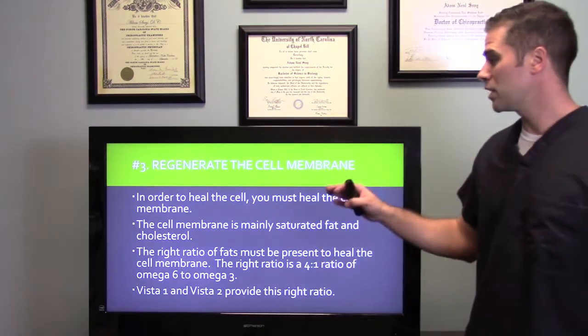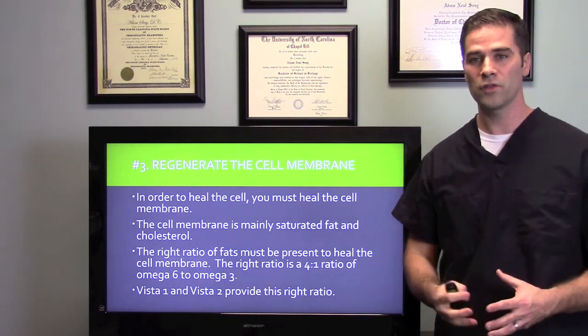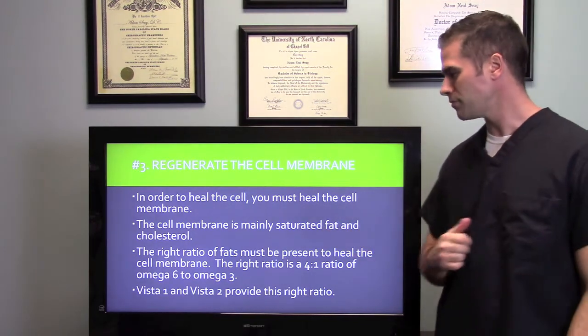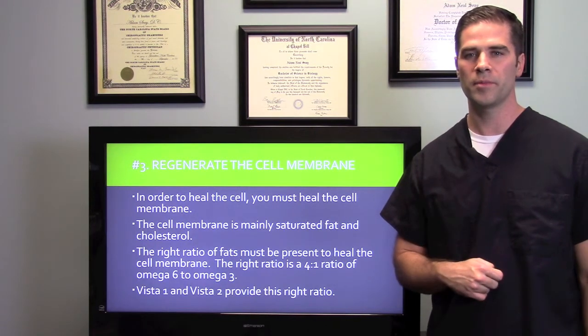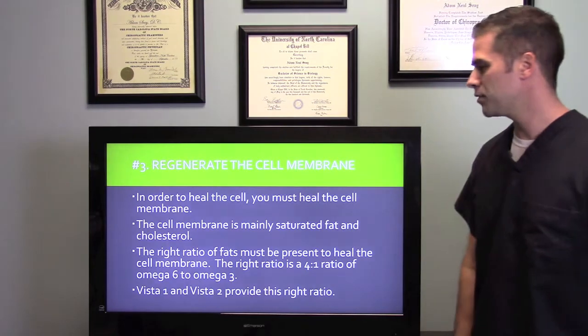The third one is going to be to regenerate the cell membrane, and this is your best bet to actually getting your nervous system healthy, because when you look at the brain, the vast majority of the brain is fat. We've got to heal the cell membrane, and when we look at that membrane, it's a phospholipid bilayer, just like our nervous system. So the cell membrane is mainly saturated fat and cholesterol.